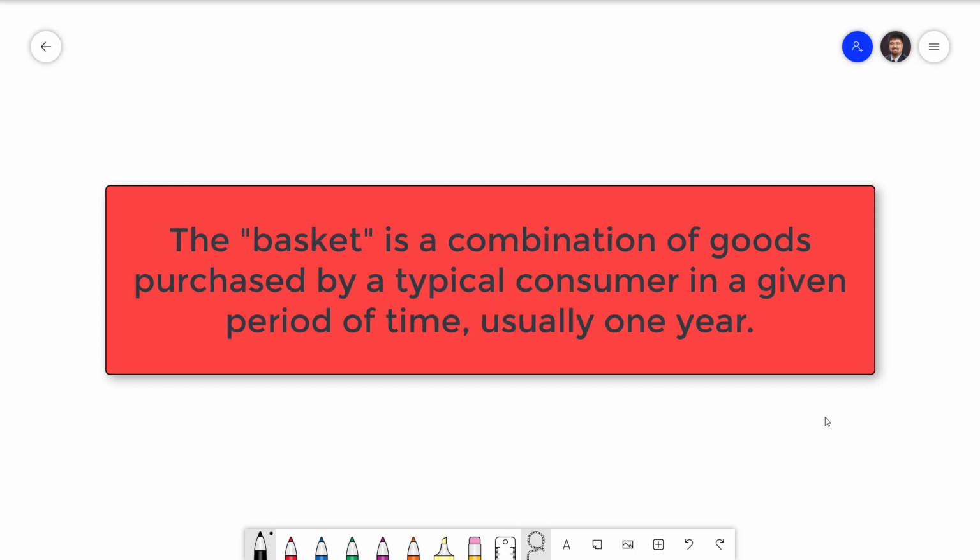To calculate the CPI, we determine a fixed basket of goods that a typical consumer purchases in a given period of time. A common period of time to use is 1 year. We will then use the prices in each year to calculate the total price of the basket in each year. That will give us a sense for the cost of living for a typical consumer year to year.